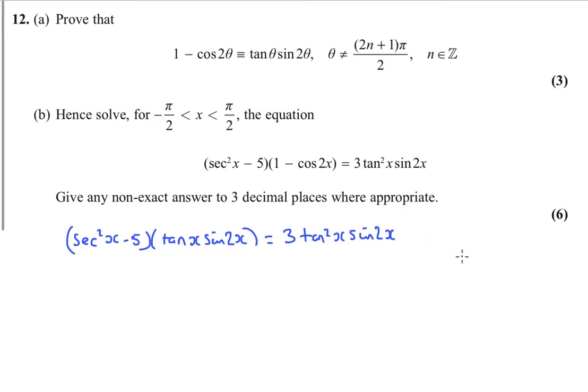Now, never ever ever divide by a trig function in the same way that you would never ever ever divide by an x. Rather than dividing by an x, you would factorise an x out, because when you divide by a variable, you lose the solution x is equal to 0. Rather than dividing by tan x sine 2x here, we're going to subtract this from the right hand side and factorise it out. So I'm not going to expand these brackets yet.